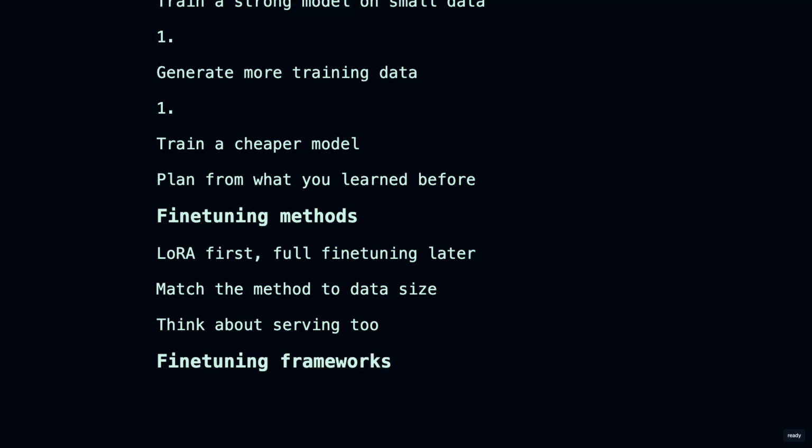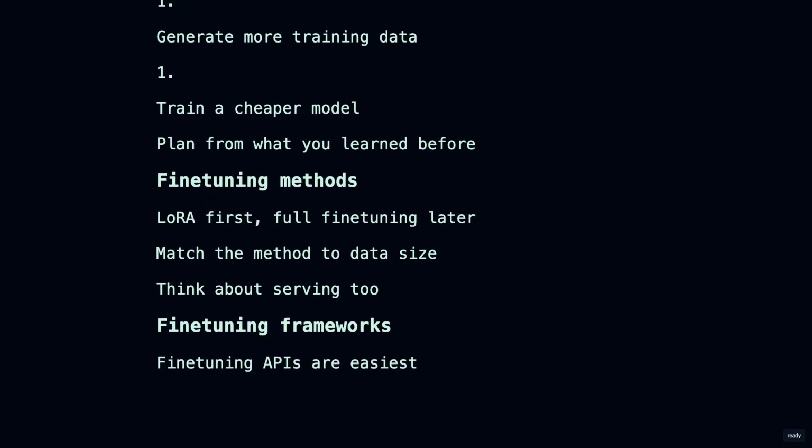The next decision is tooling. Some teams want the simplest possible path, while others need maximum control over training and deployment. A fine-tuning API is the quickest route. Upload data, choose a base model, and receive a trained model back. The trade-off is flexibility, since you can only use the models and settings the API exposes.